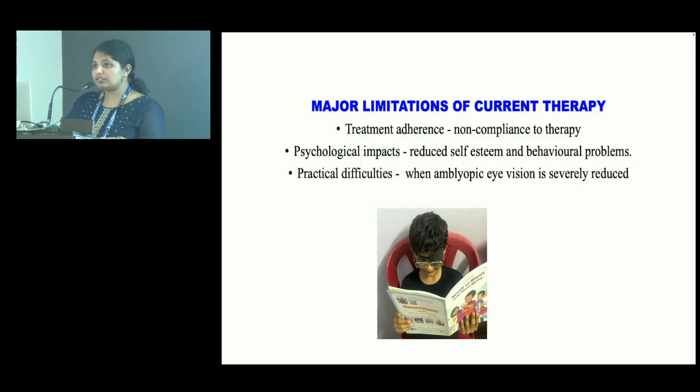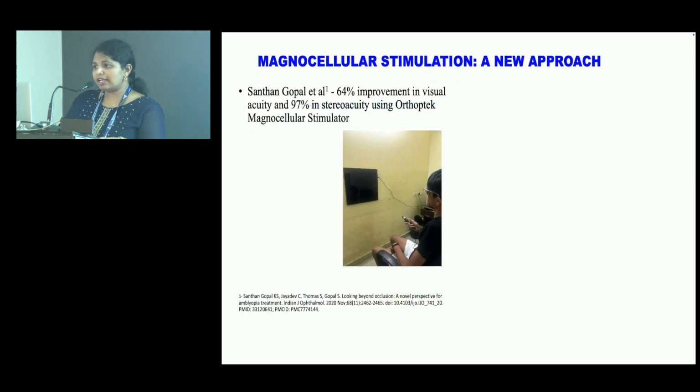The major limitations of current therapy included treatment adherence, psychological impacts, and practical difficulties when the amblyopic eye vision is severely reduced. Coming to magnocellular stimulation, which is a new approach, Dr. Santhan Gopal et al. introduced an orthoptic magnocellular stimulator based on magnocellular stimulation, and his results showed 64% improvement in visual acuity and 97% in stereo acuity.